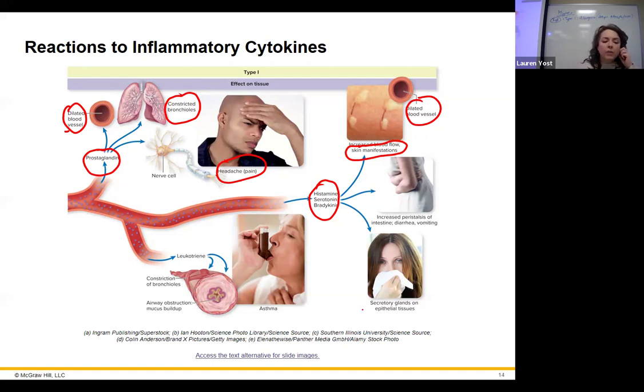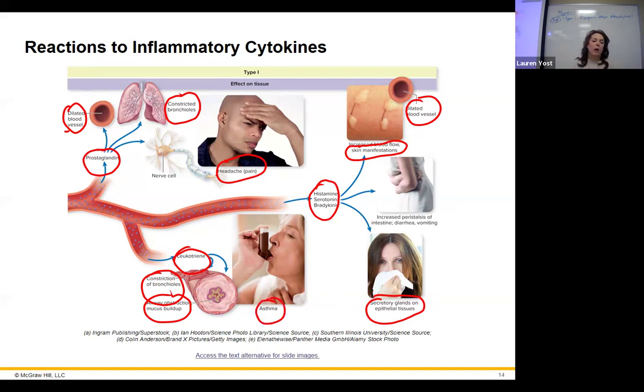But we have secretory glands on the epithelial tissues. What does that mean? You're going to get a runny nose, like mucus production, basically. We have constriction of bronchioles over here as well due to leukotriene, which leads to airway obstruction from the constriction as well as mucus buildup. So a couple of these are making it hard to breathe. And it says asthma over here.